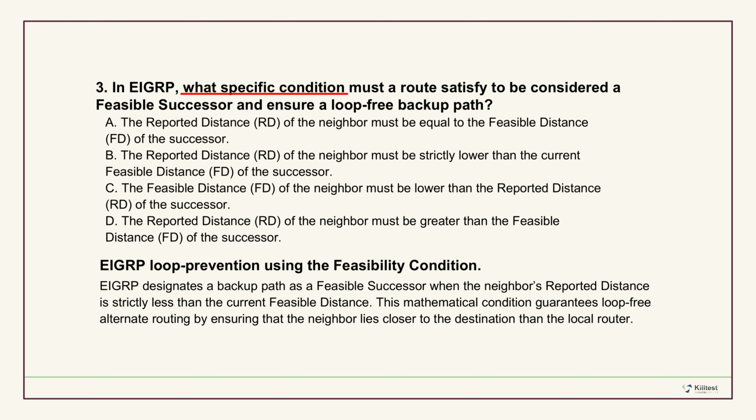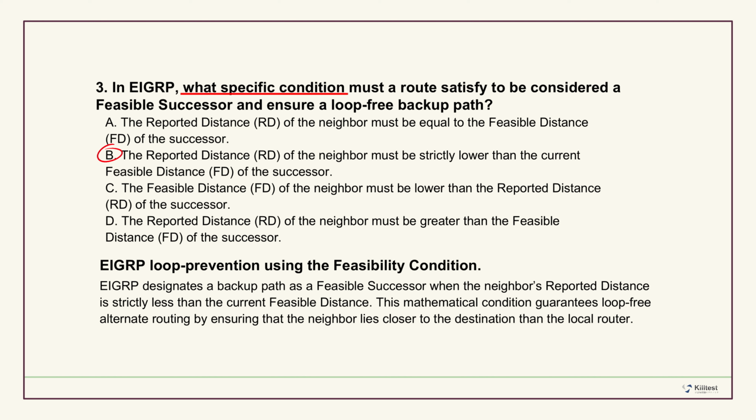It all comes down to two metrics: the reported distance, or RD, and the feasible distance, FD. The RD is the distance that your neighbor is advertising to you. It's what they're telling you the path costs from their perspective. The FD is your current best metric for that path, your total cost. And the mathematical guarantee is? The reported distance of the neighbor has to be strictly lower than the current feasible distance of your successor.